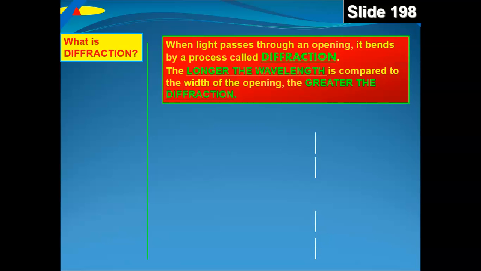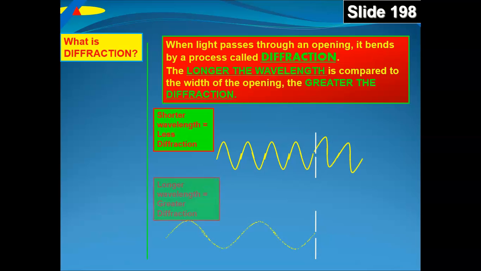What is diffraction? When light passes through an opening, like a little hole in a piece of paper, it bends by a process called diffraction. The longer the wavelength is compared to the width of the opening, the greater the diffraction. A shorter wavelength is going to have less diffraction. A longer wavelength is going to have greater diffraction. It bends more. So light can actually bend going around a corner or through a hole in a piece of paper. It's kind of an odd characteristic of light, but other waves can do this as well.